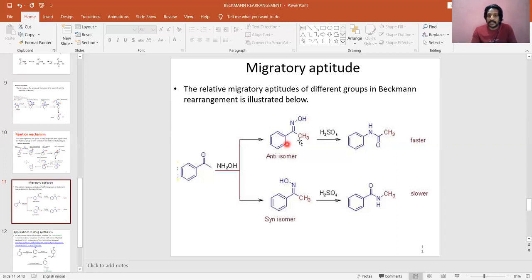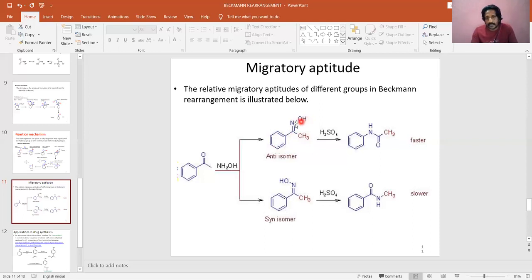But if H is not present, then we have to look at the priority. So there are three different groups present: one is the aryl ring, then CH3, then OH. Then we have to look for the highest priority group according to our sequence rule. If the highest priority groups are on the same side, we will call it a syn isomer, and if the highest priority groups are on the opposite side, it is called an anti-isomer.